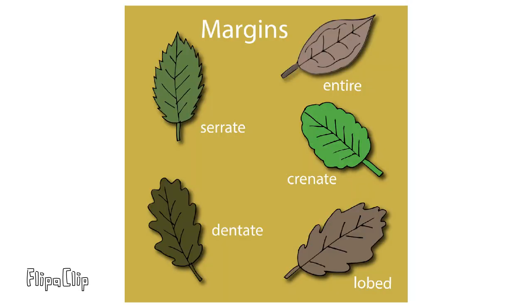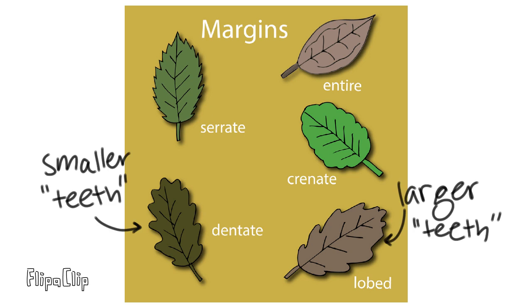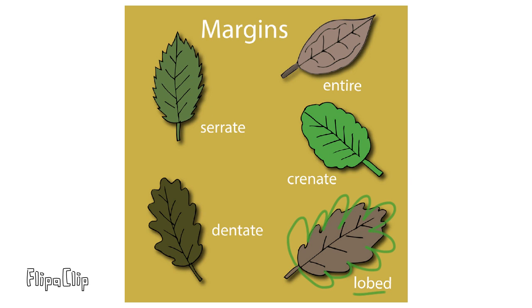But leaves that come from different trees will have different margins as well. In my opinion, margins are kind of hard to tell apart. Here are some different ones. Lobed leaves look like they have fingers, and entire leaves look like the stereotypical leaves you see in animations, and serrate leaves have very sharp little teeth.